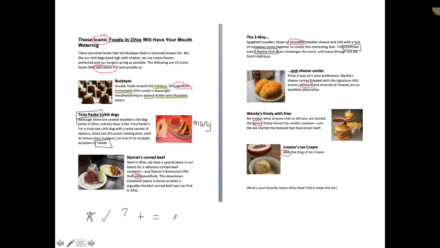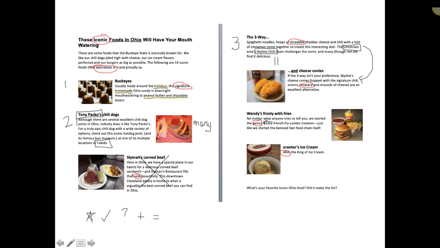So, really, there are many. So, let me start with an X because I know that I don't want to talk about corned beef. So, I just X that out. I can use numbers. So, I want to talk about Buckeyes first. Then, I will talk about Tony Packo's. And then, after that, I'll talk about the three-way. Now, I can draw and show that these two paragraphs are related because they're the same restaurant. So I can put these paragraphs together.